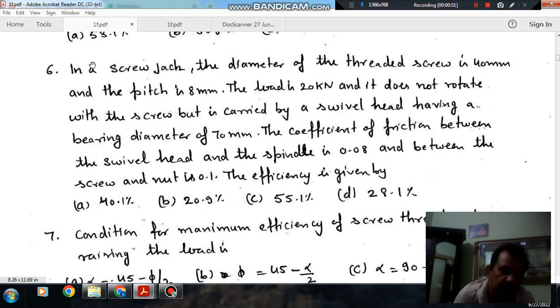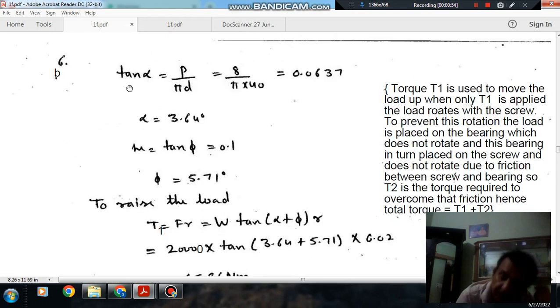So here the helix angle is given. First of all, we calculate the helix angle. The helix angle of a screw can be found like this: tan alpha is equal to P by pi d, where P is the pitch and d is the diameter. The pitch is 8 mm and the diameter is 40 mm, so alpha comes out as 3.64 degrees. So the helix angle of the screw jack is 3.64 degrees.